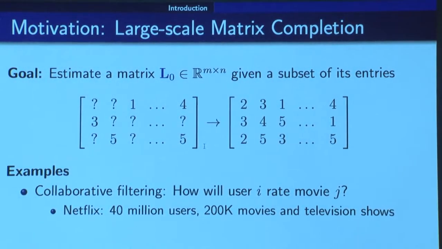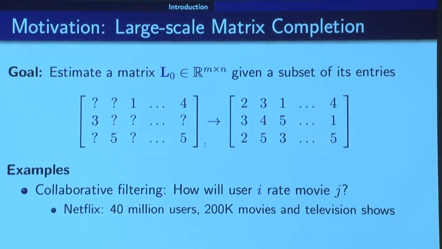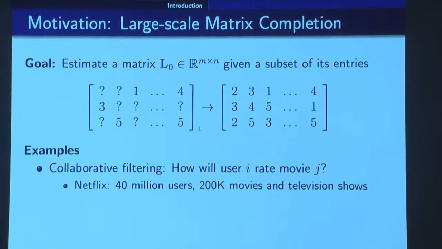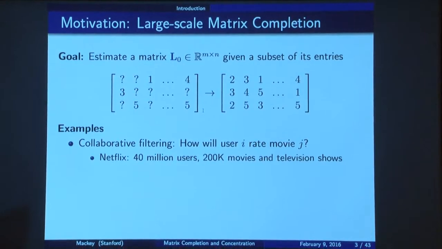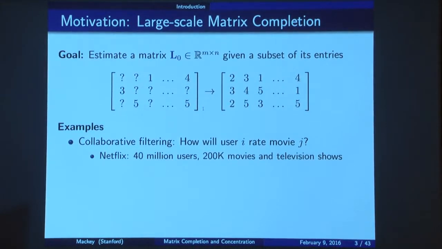If you're a company like Netflix, you'd like to solve this problem at scale because you have on the order of 40 million users, and you have hundreds of thousands of movies and TV shows that you could recommend to those users. This is a large matrix that you'd like to complete.